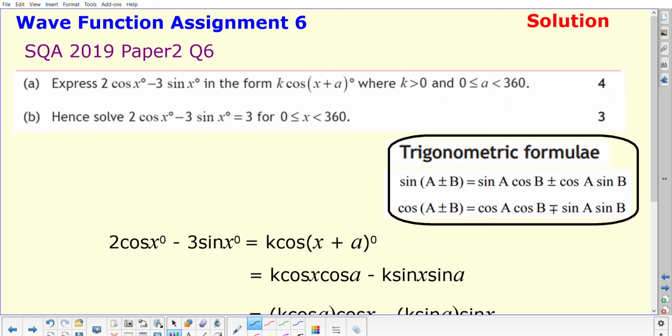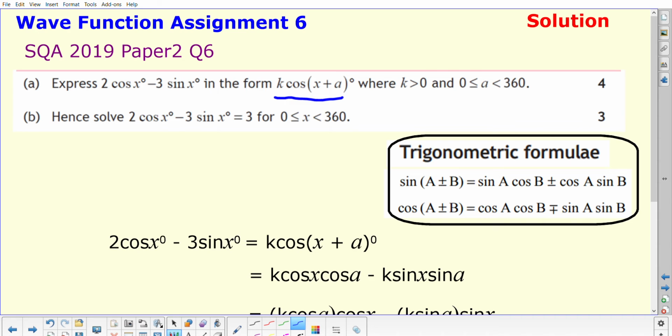So in this assignment, this was in wave function assignment 6, you had to do this question here, which was actually from the 2019 higher paper 2, question 6. So the first bit was a standard wave function type question: express 2 cos x minus 3 sin x in the form k cos(x + a). So you're directed to this expression here, and that's how you begin the question.